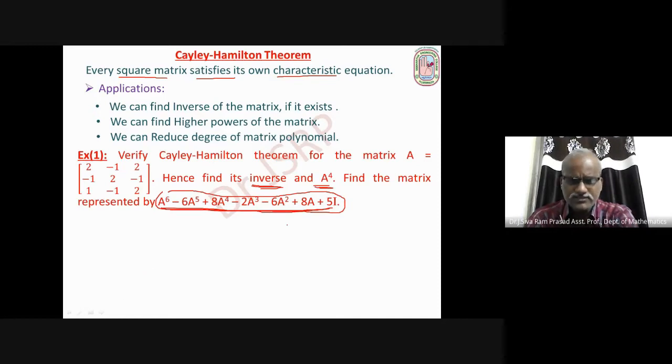First, verify the Cayley-Hamilton theorem. So, what is Cayley-Hamilton theorem? Every square matrix satisfies its own characteristic equation. So, first we have to find the characteristic equation. The characteristic equation is the determinant of A minus lambda I equal 0. A minus lambda I means subtract lambda from principal diagonal elements. So, these are the principal diagonal elements. Just subtract lambda from these entries.